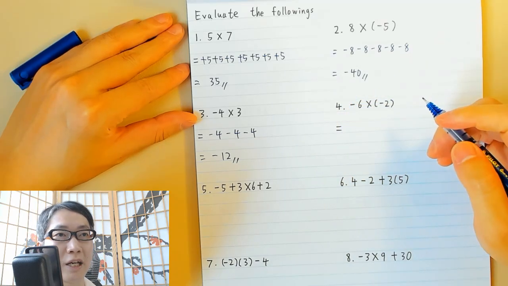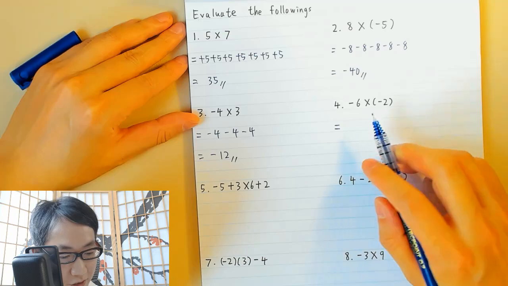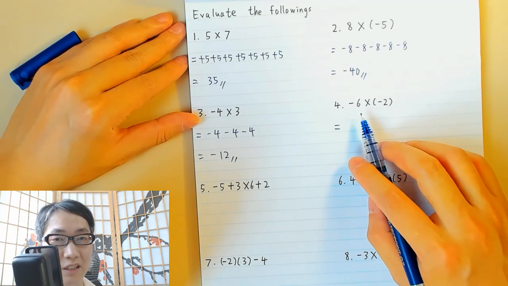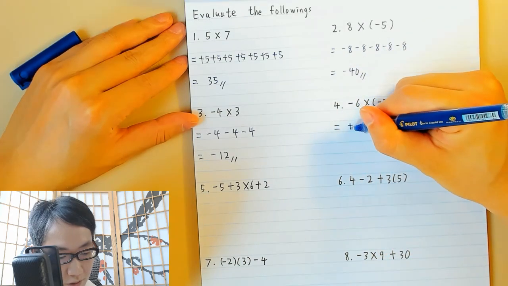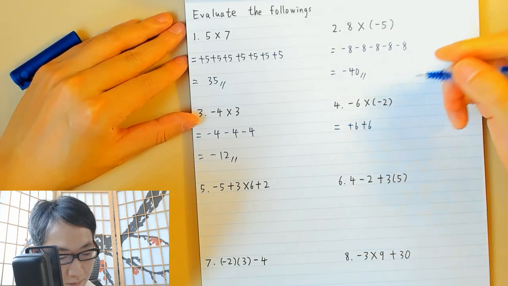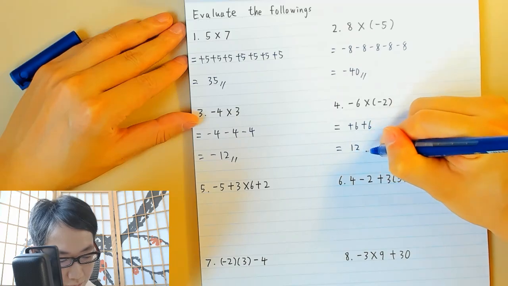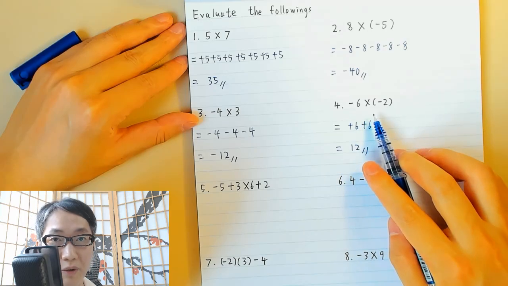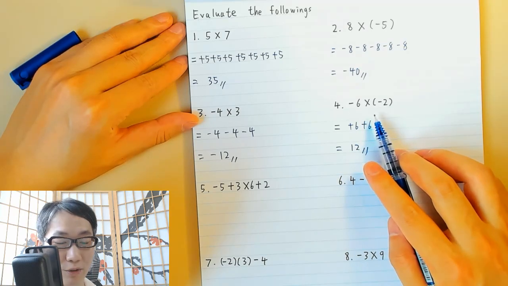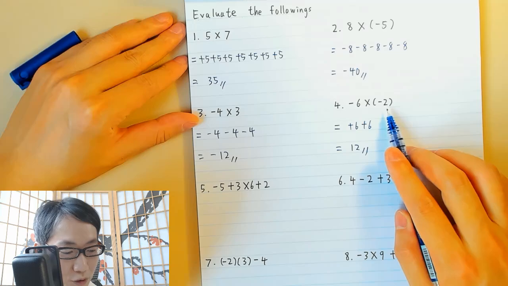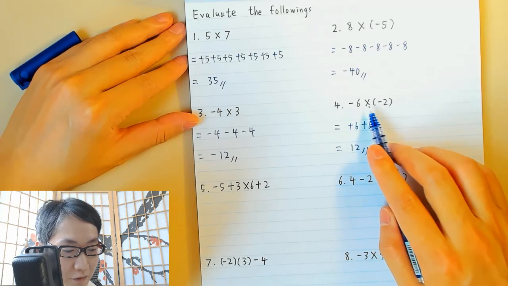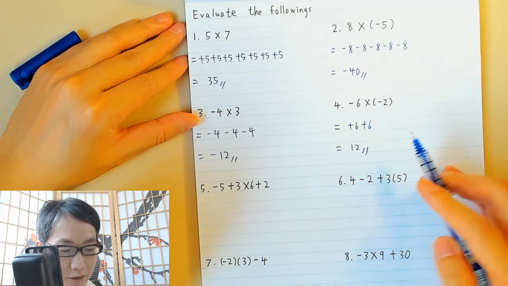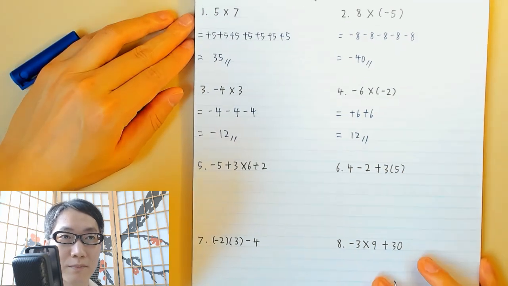Negative 6 times negative 2. So we're executing negative 6 in the reverse direction for 2 times. Reverse of negative 6 is positive 6. So positive 6, and we have positive 12. Or you can use the multiplication table, and 6 times 2 will be 12. Negative and negative again, so reverse of negative will be positive, so positive 12. Okay.